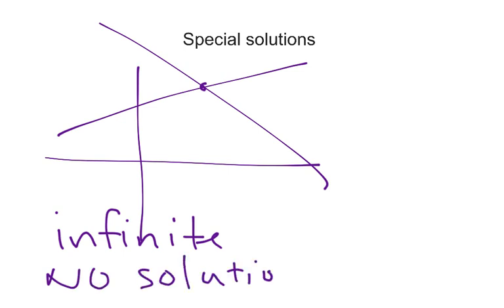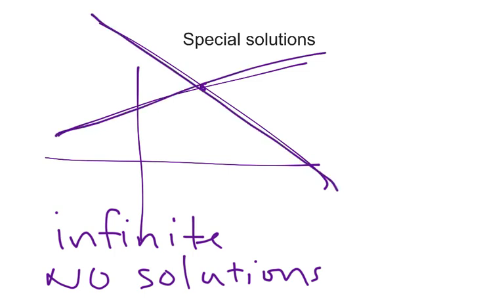Okay, so what do they look like? What happens if you look at a graph? Because in a regular solution, you see them intersect at a singular point. Infinite solutions, it'd be if you graphed one line.